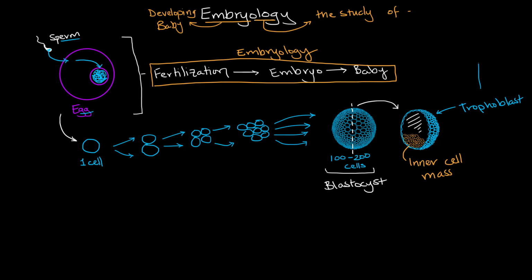The reason that we talk about these two different types of cells within the blastocyst is because the trophoblast will go on to become the placenta, where the inner cell mass will go on to become the actual baby. So the inner cell mass will continue to grow and become the baby, and the trophoblast will attach to the uterus and become the placenta.